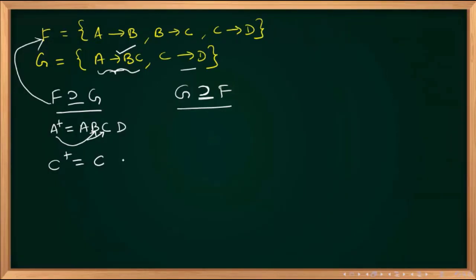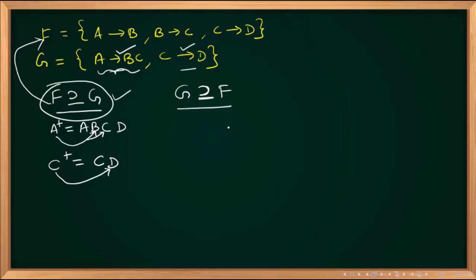So C determines D is there. CD. Now with the help of that one, what is the meaning of that? C determines phi, C determines C, C determines D, C determines CD. So C determines D is also satisfying. Both are satisfying, so this is also correct. F is covering G.